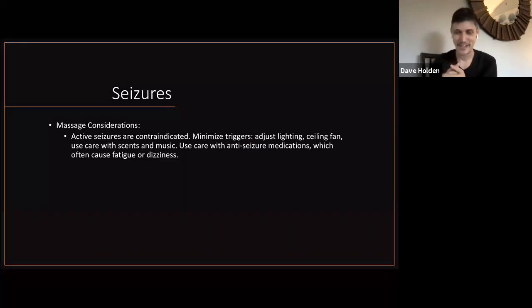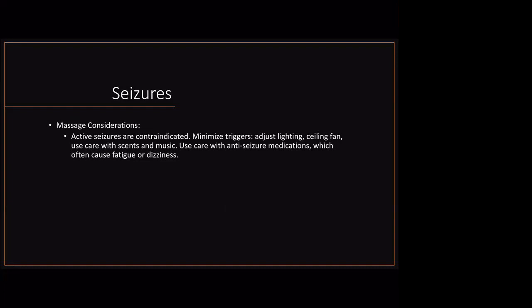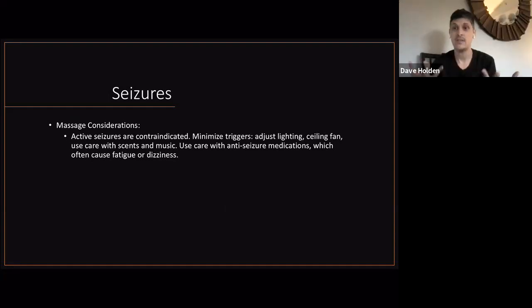When they are not having a seizure, however, try to minimize the triggers. If they know what their triggers are, ask them, communicate with them, but be prepared to adjust the lighting or the ceiling fan, or be careful with scents, certain kinds of aromas or music. Just ask lots of questions. Make sure that they know everything in this room is customizable. Even I am customizable. If I'm doing something that's triggering your seizures, or the fan can be on or off, whatever. It's all customizable.